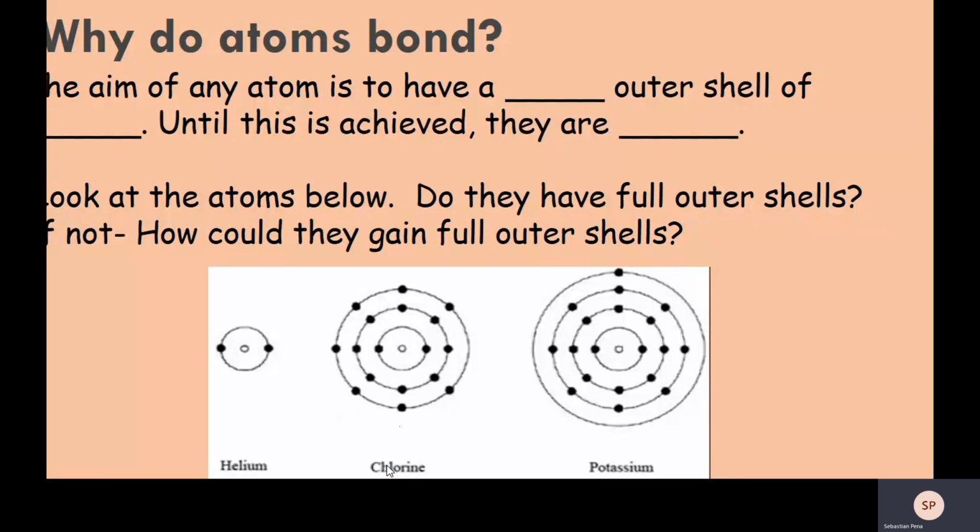Looking at then chlorine, if we know that the third shell can have 8, we've got 1, 2, 3, 4, 5, 6, 7. So that means there is space for yet another electron on the outer shell here, so it does not have a complete outer shell. And looking at potassium, 19 here, only 1 on the outer shell. It can hold up to 8, so therefore it does not have a complete outer shell.